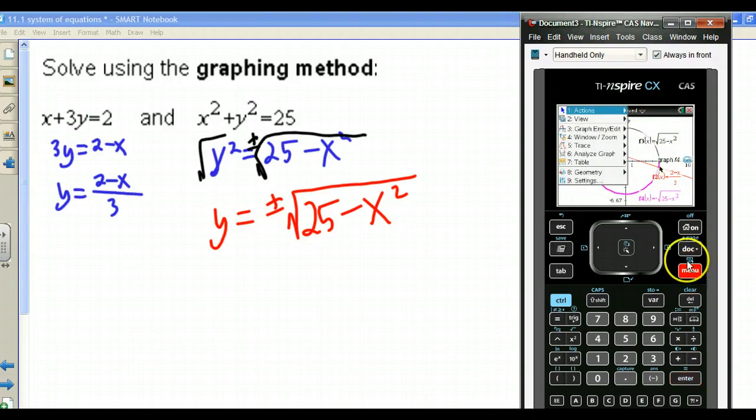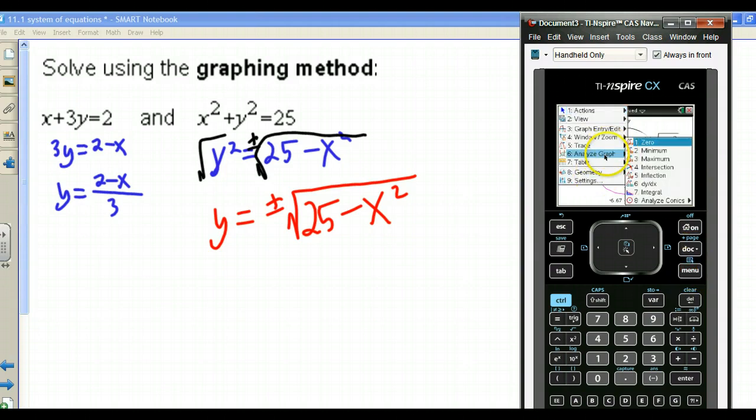And so if we want to find, say, the intersection point, you can go geometry, points and lines, intersection point. Maybe click on this graph, and maybe click on this graph. It'll find the intersection of the top half of the circle and the line.